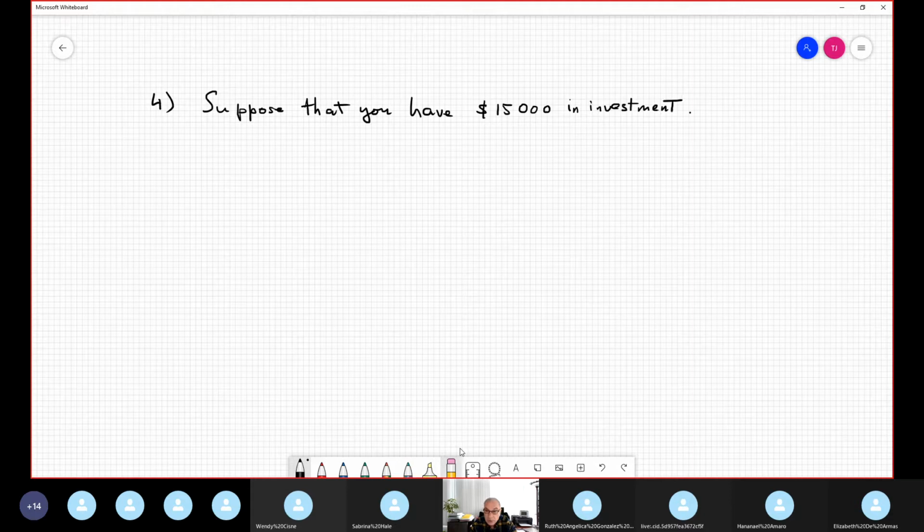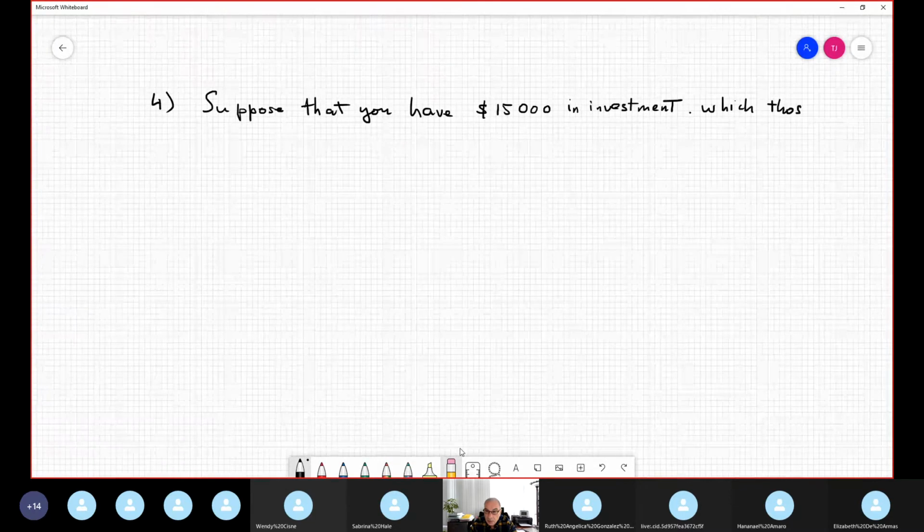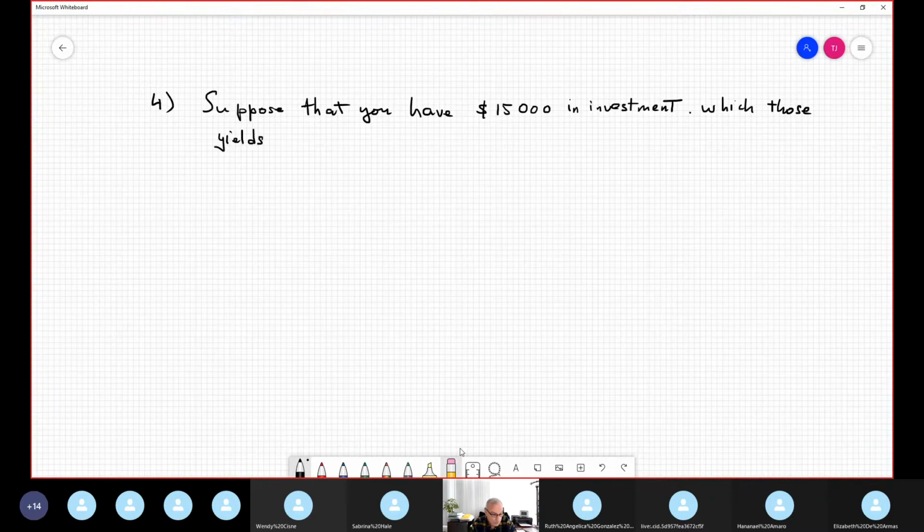Which one yields the greater return? Now we have two conditions. We need to compare what is the best option. Greater return.